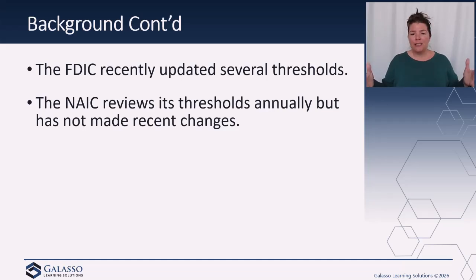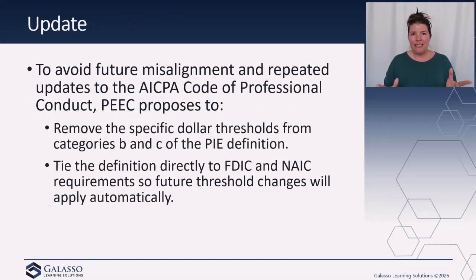But while we're in here, probably makes sense to remove specific thresholds and defer just to the actual standards. So the update here is very straightforward to avoid future misalignment if they make an update going forward. They're just going to remove the specific dollar thresholds in category B and C and just tie it to the FDIC and NAIC requirements so that any changes that they make will just apply going forward.